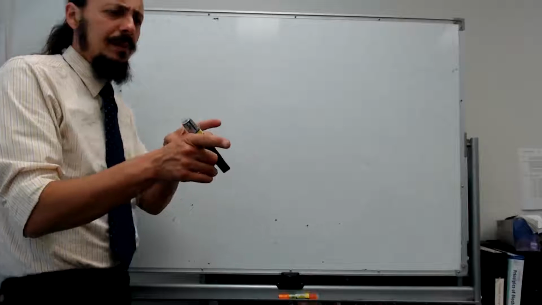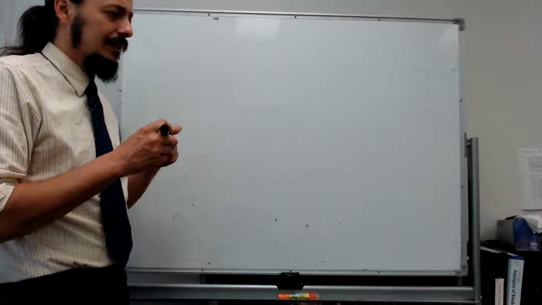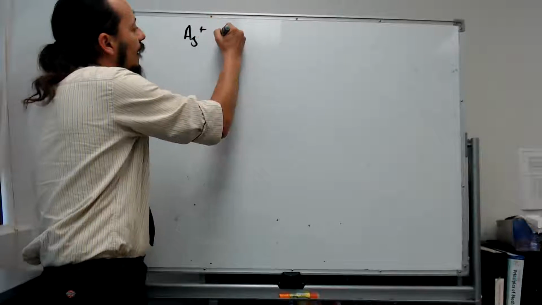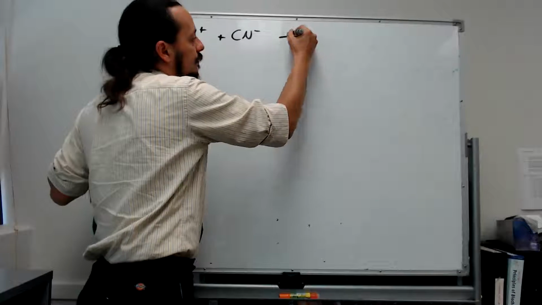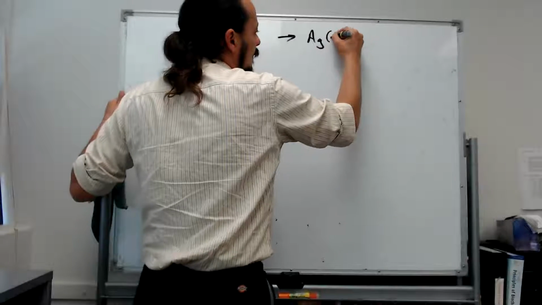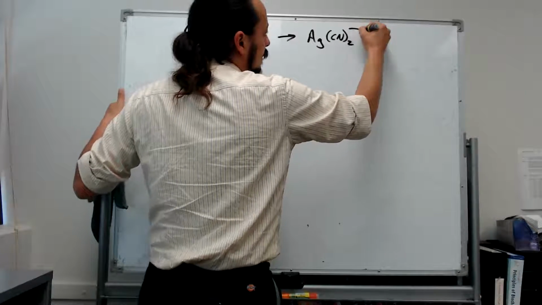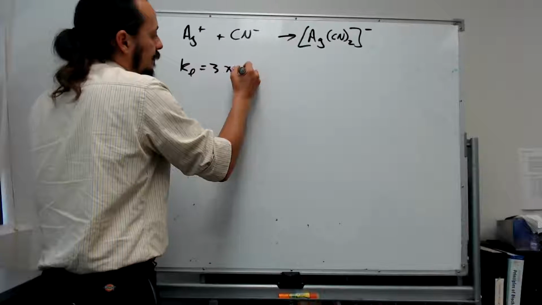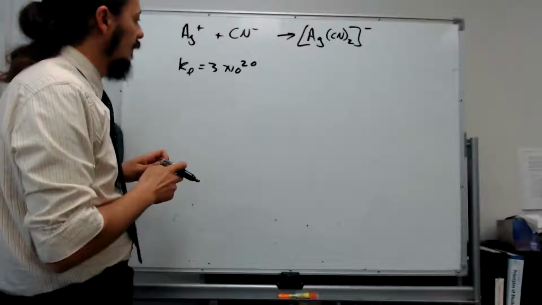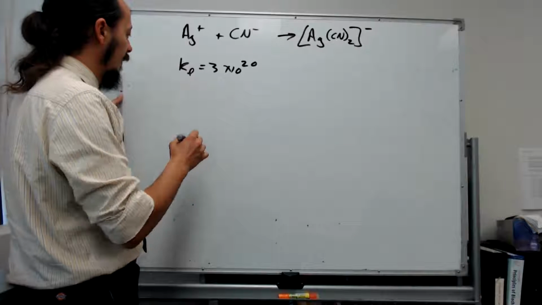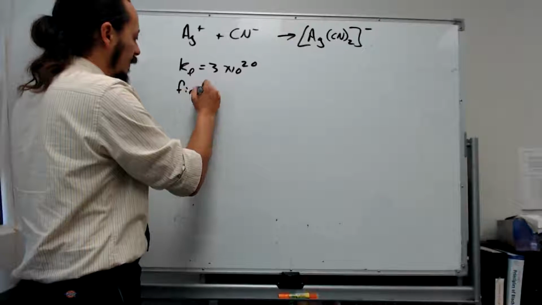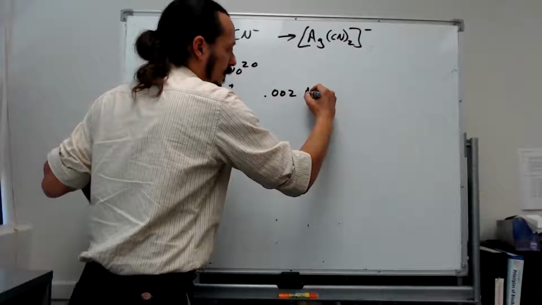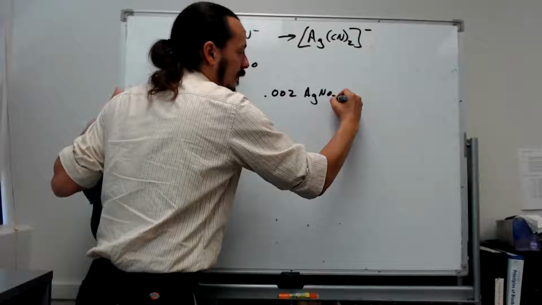So can you remind me what the problem is? You did fine on it though. Yeah, number 9. Silver ion reacts with cyanide ion to form a colorless complex ion, Ag(CN)2 minus, which has a Kf of 3 times 10 to the 20. Calculate the concentration of Ag+ in a solution prepared by mixing equal volumes of 2 times 10 to the negative 3 molar AgNO3 and 0.2 molar NaCN.